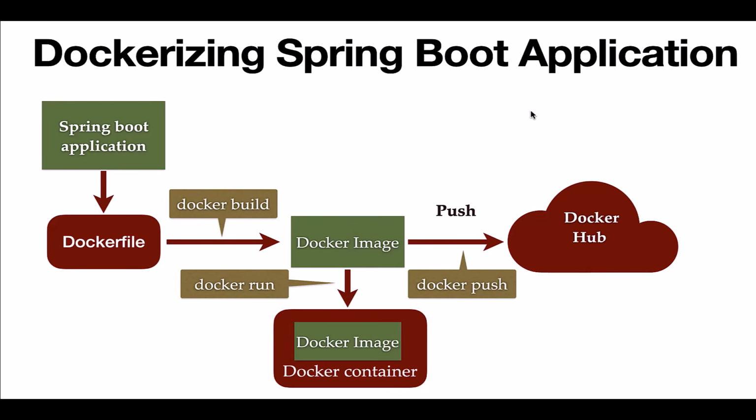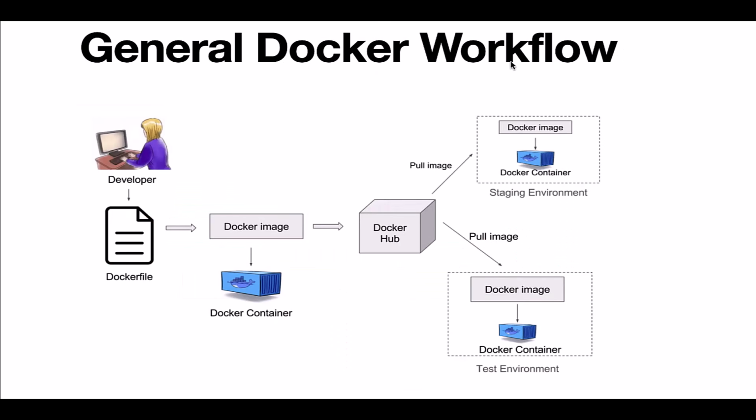Hi everyone, welcome back. In previous lecture we have seen how to push a local Docker image in a Docker Hub. In this lecture we will see how to pull a Docker image from the Docker Hub and run that Docker image in a Docker container. Well, if you can see the general Docker workflow here, so once we push the Docker image in a Docker Hub, then we can pull that Docker image from the Docker Hub and we can deploy in different environments. Okay, so in this lecture, let's see how to pull a Docker image from the Docker Hub and run that Docker image in a Docker container.